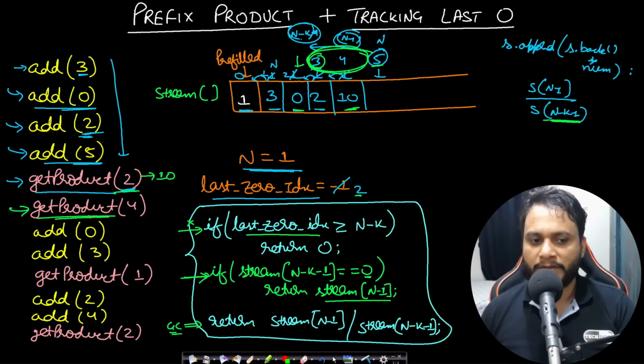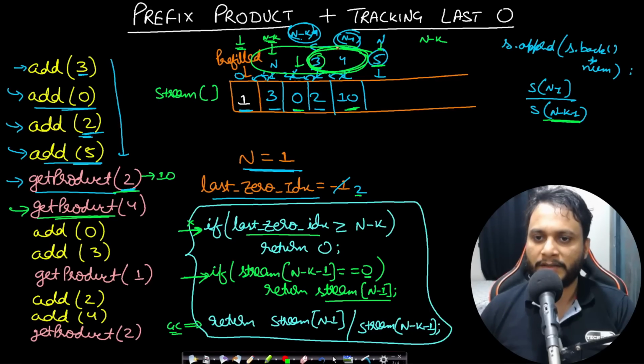Now we will go to the next one, get product 4. If you are trying to get the product of the last 4 items, what is the value of n? It is 5. What is the value of n minus k? It will be 1. Now what is n minus k minus 1? It will be equal to this index 0. Now you check the first condition. If you want the product in this particular range, then do you have a 0 in between? So check the last 0 index. The last 0 index is 2 and it is greater than or equal to your n minus k. So that is why a 0 lies within the range in which we want the product, and so simply return a 0 for this. So 0 will be the answer for this one.